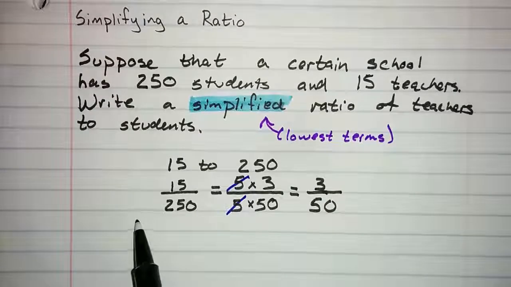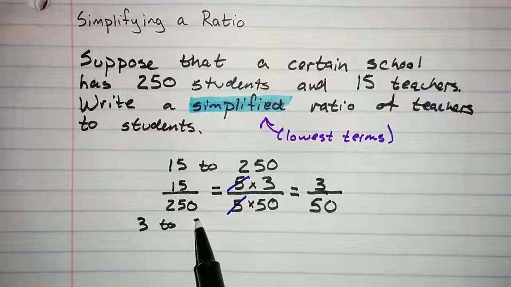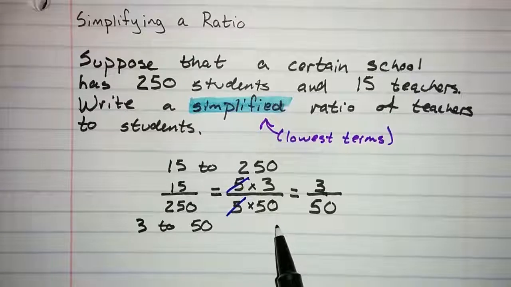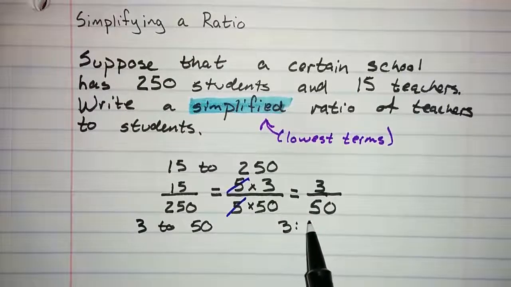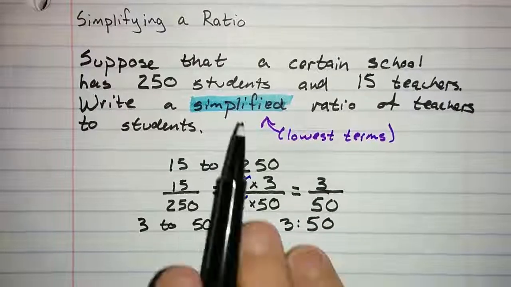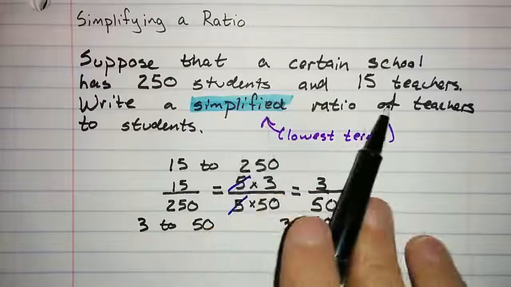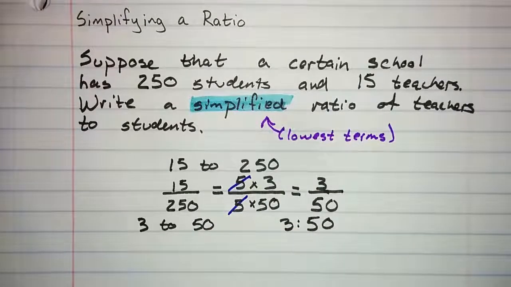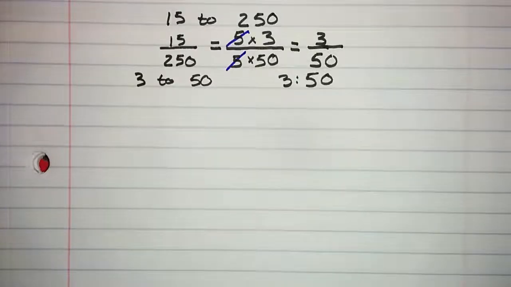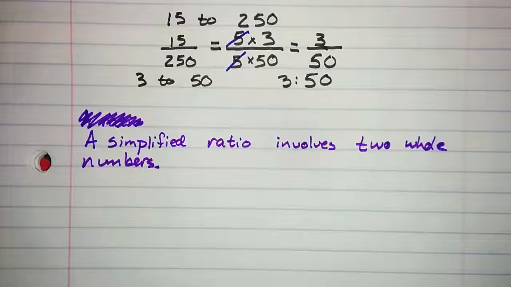In fraction notation, or using the word to, or in the notation with the colon. The simplified ratio of teachers to students is 3 to 50. Now, a couple of other things to bear in mind when we're simplifying ratios. A simplified ratio involves two whole numbers.